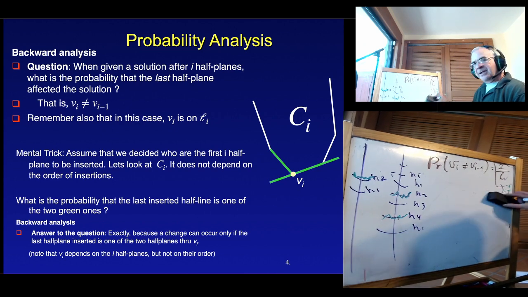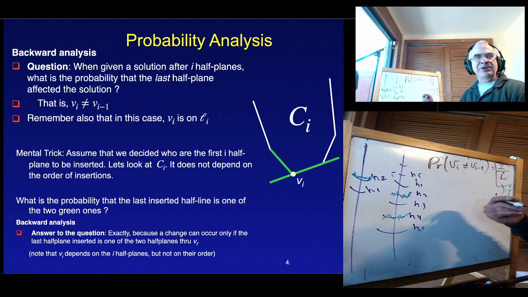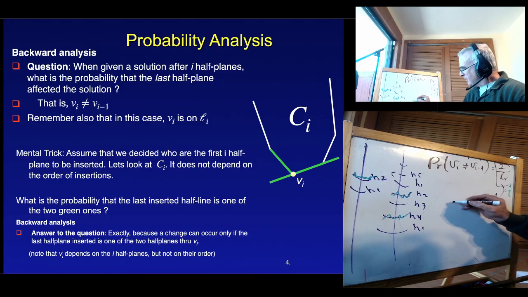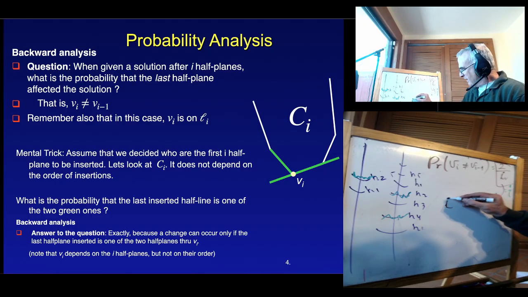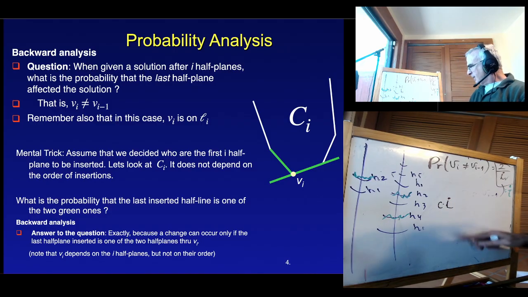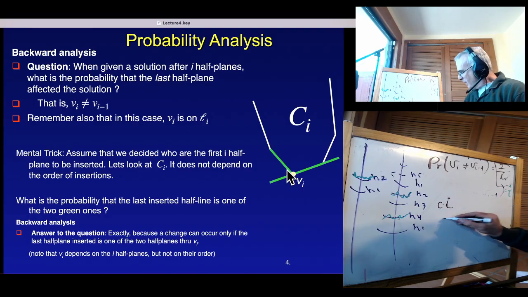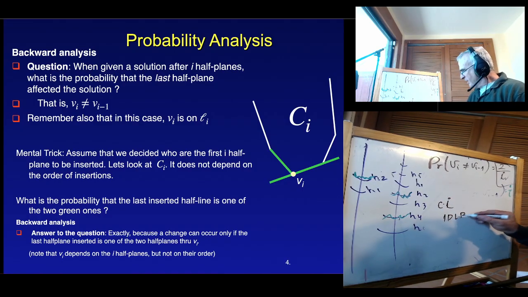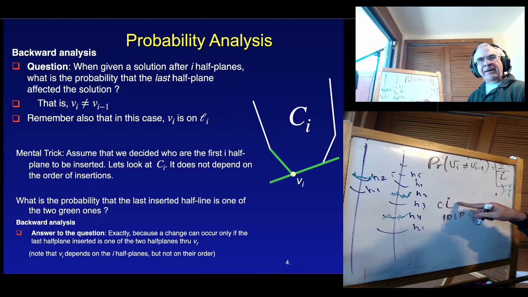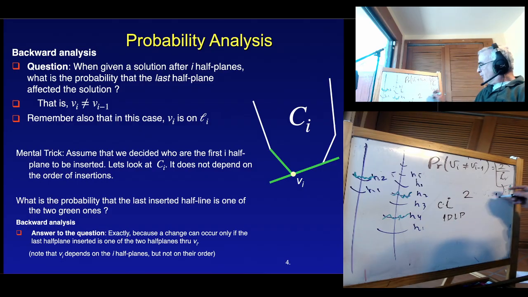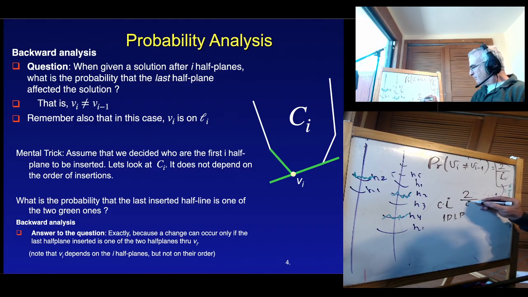So what is the expected work at this stage of the algorithm? If Vi is different than Vi minus 1, then I need to call the one-dimensional linear programming. The one-dimensional linear programming runs in time constant times I. That's a 1D LP. But I don't always have to call it. Actually, the probability that I need to call it is 2 over I, because there are only two special ones.